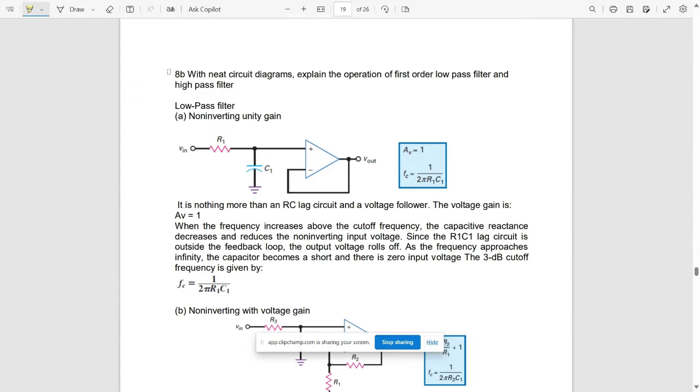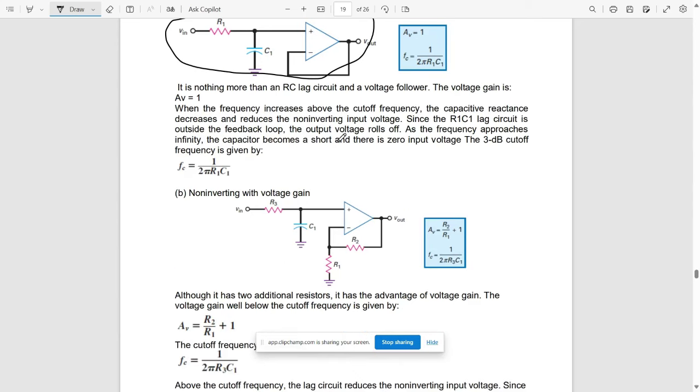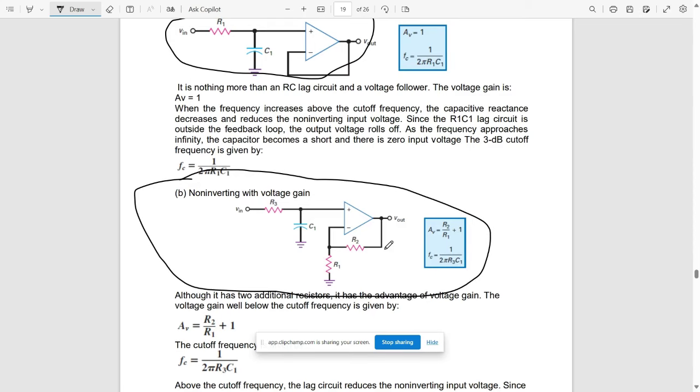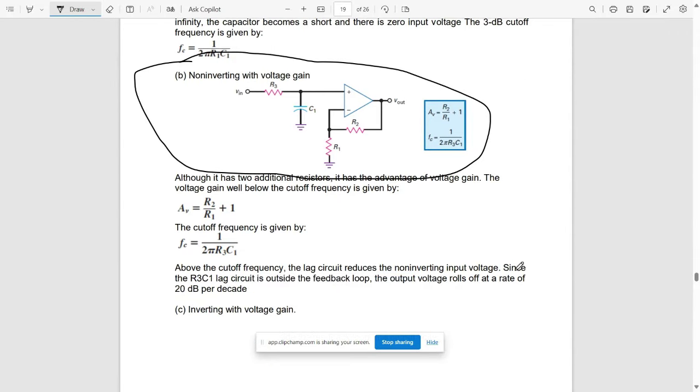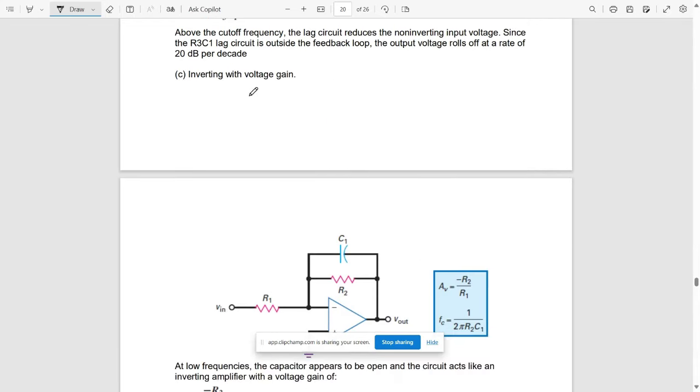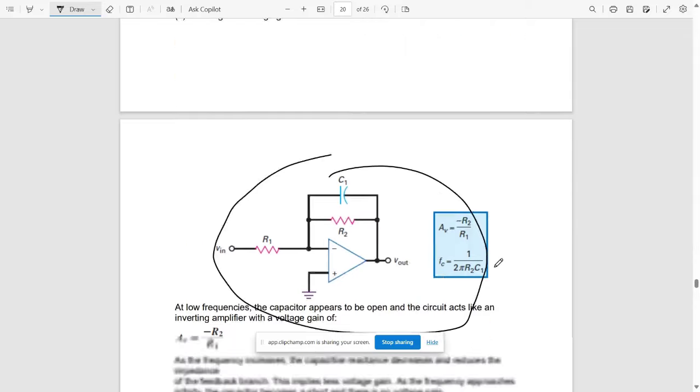So now let's go to 8B. With the neat circuit diagram, explain the operation of the first order low pass filter and first order high pass filter. Again, for the low pass filter, write all the necessary circuits. That is, we need to write the RC lag circuit for low pass filter. In case of non-inverting with voltage gain, write the circuit with two additional resistors in shunt along with the resistor and capacitor, with the input voltage on one side and the output voltage on the other side. Write all the necessary equations, and for inverting with voltage gain, this is the circuit.